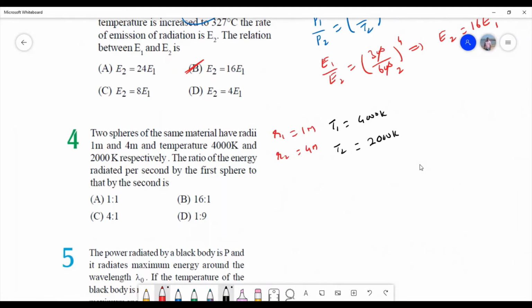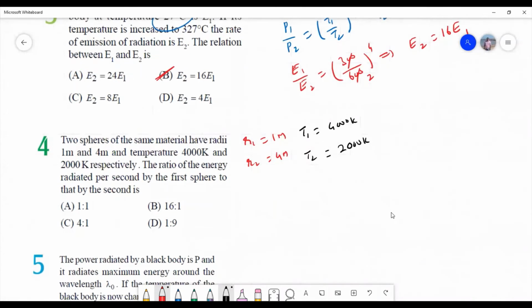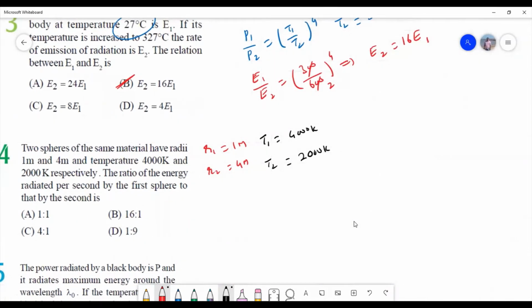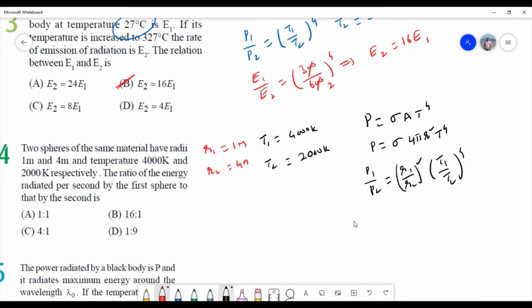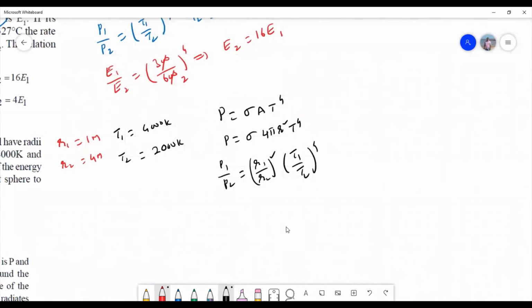The question asks for the ratio of the energy radiated per second by the first sphere to the second sphere. So that means it is based on Stefan's law. According to Stefan's law, the rate of energy emitted is sigma A T power 4. Now from that I can say that P is equal to, A is 4 pi r square, into T power 4. So therefore P1 upon P2 is R1 by R2 whole square into T1 by T2 whole power 4, because it depends upon radius as well as temperature.